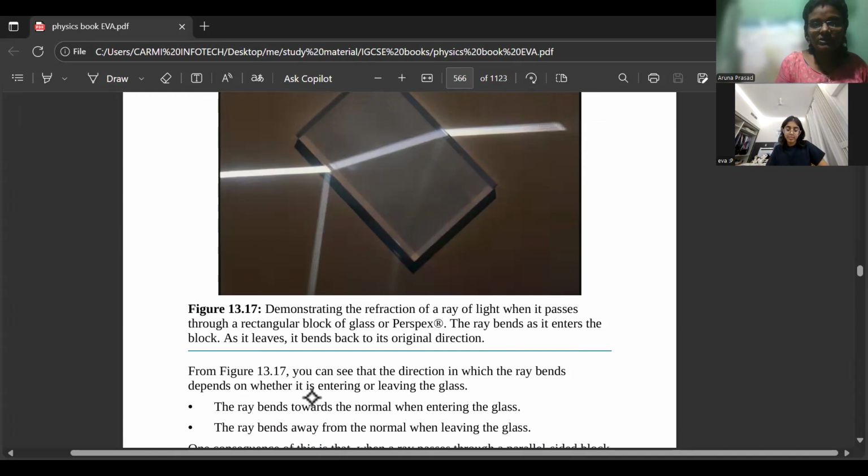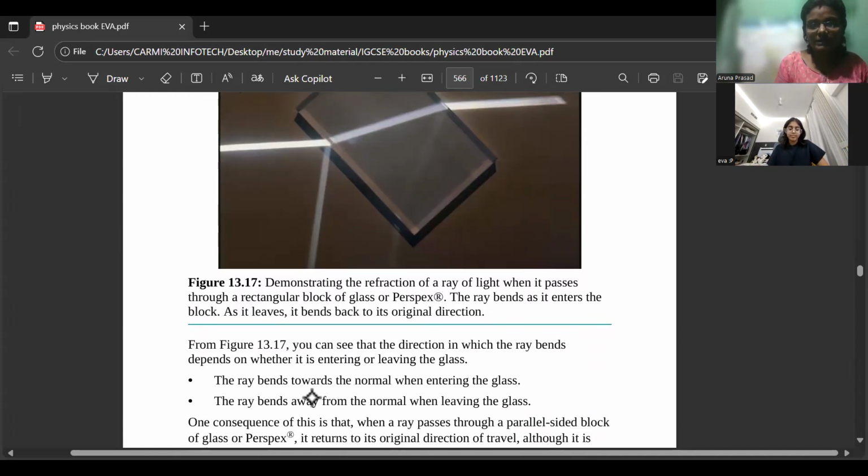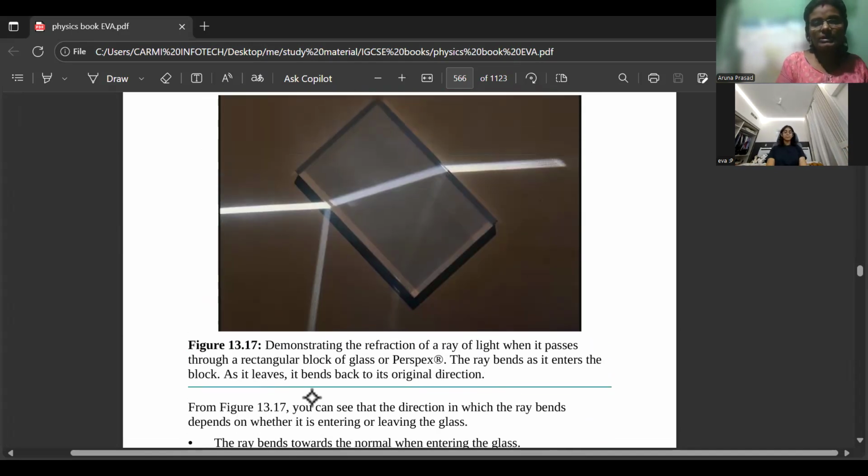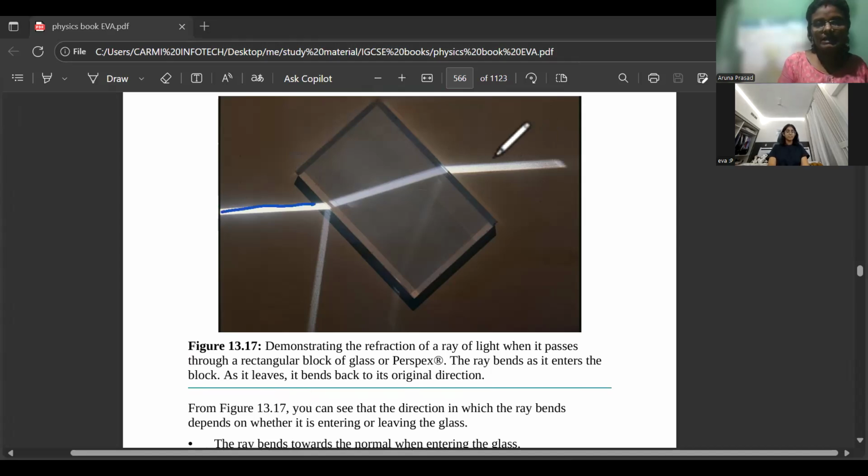Demonstration of the refraction of a ray of light when it passes through a rectangular block of glass or perspex. The ray bends as it enters the block. As it leaves, it bends back to its original direction. So can you see that this direction and this direction are the same because the medium is the same. When the medium is changing, here the direction is changing. A little bit it is bending towards the left. Clear?